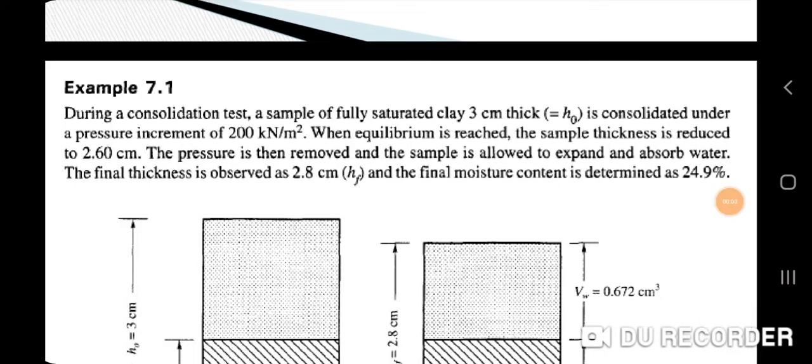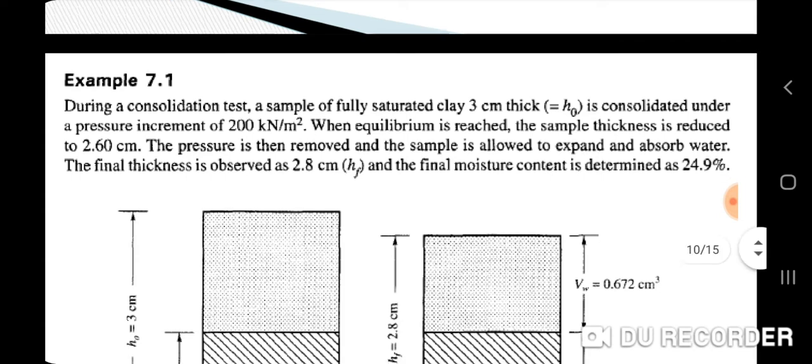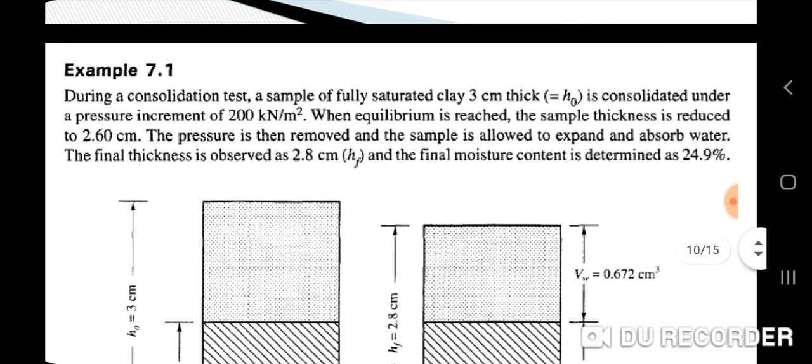Hello students, today we will be seeing the numerical based on secondary settlement. We have already seen a few lectures on settlement, primary settlement, and secondary settlement. Now we will be discussing numericals based on it. I will be referring to the textbook by V.N.S. Murthy, Geotechnical Engineering, and let us see the numerical.